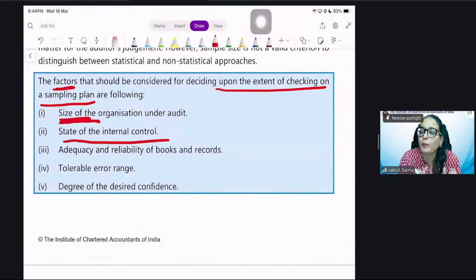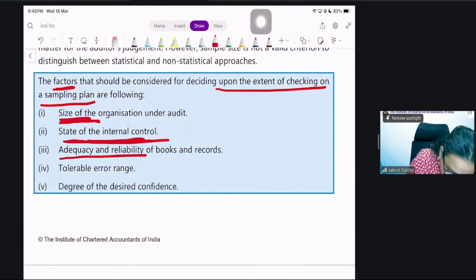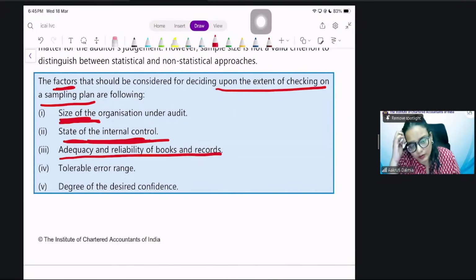So it does not mean that only the size of the organization will affect your sample size. There are many things that can affect your sample and how much checking you will do. So size of the organization, state of the internal control system, adequacy and reliability of books and records.